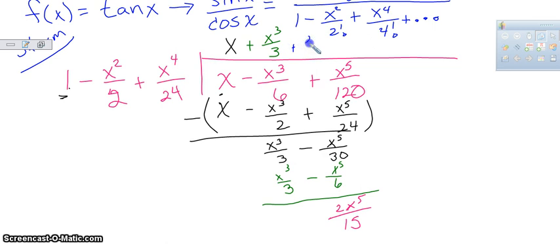You get 2x to the 5th over 15. And all I asked for was the first 3 terms. If I would ask for more, it'd take longer, but there you go. There's the first 3 terms.